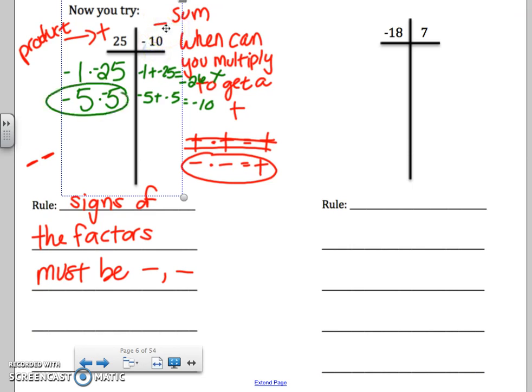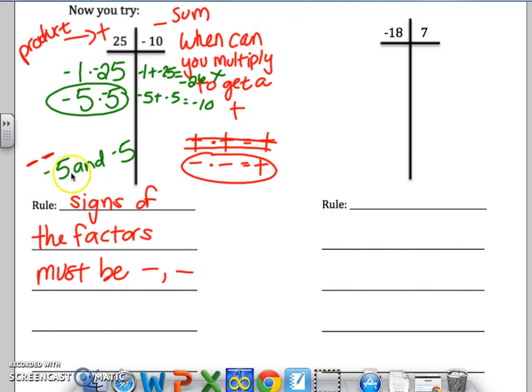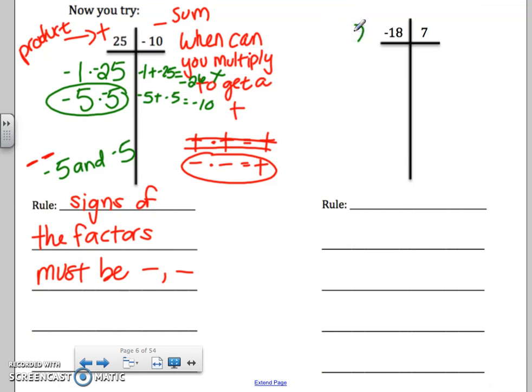So here are my two answers, okay? So my answers would be negative 5 and negative 5. Okay, to check ourselves, I know negative 5 times negative 5 is a positive 25, but if I add them together, I would get a negative 10. Okay? All right, let's come over to this last one. So again, this is the product.